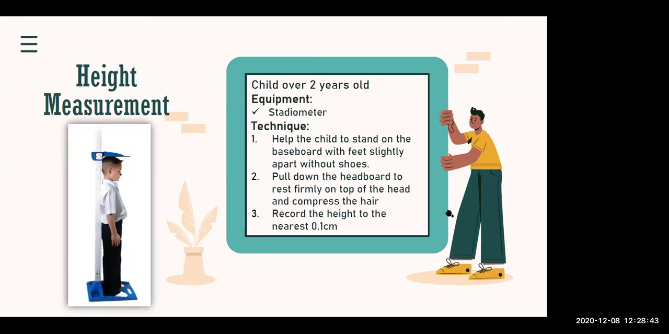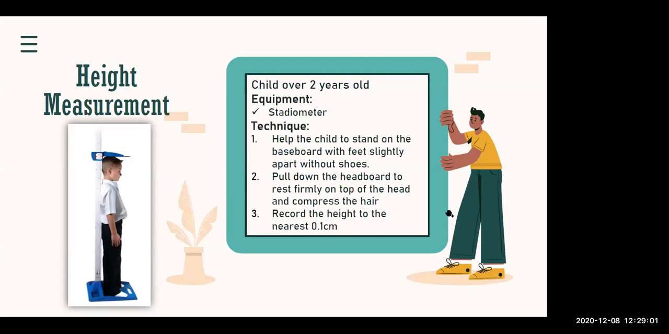Next, we look at the technique in measuring the height for a child. First, we help the child to stand on the base of the stadiometer, as in the picture, with their feet slightly apart, and make sure that their shoes, socks, and also hair ornaments have been removed.